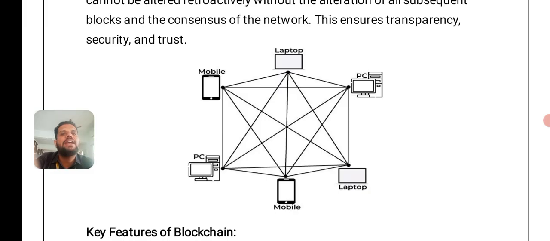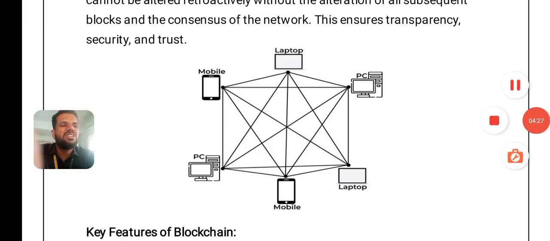The hash is then entered into the following block header and encrypted with other information in the block's header, creating a chain of blocks. Hence the name blockchain.